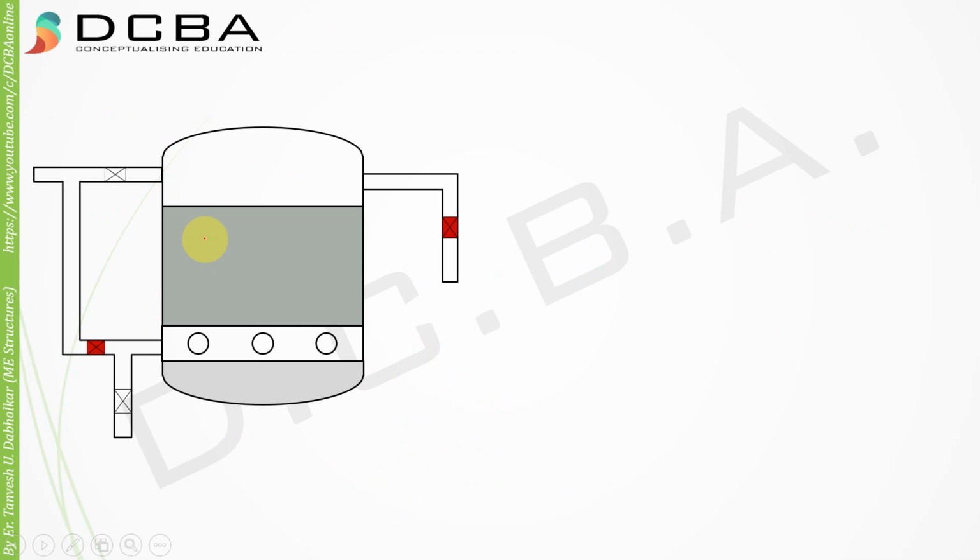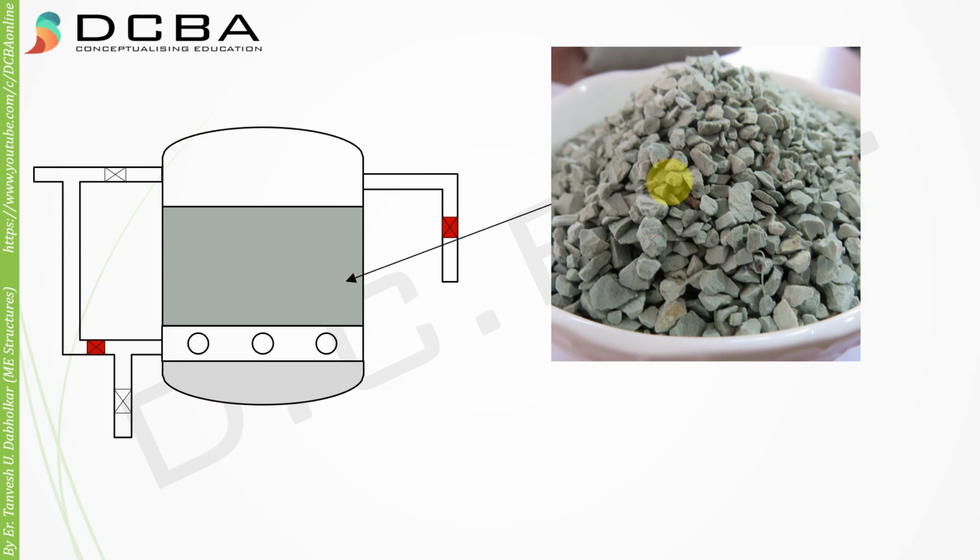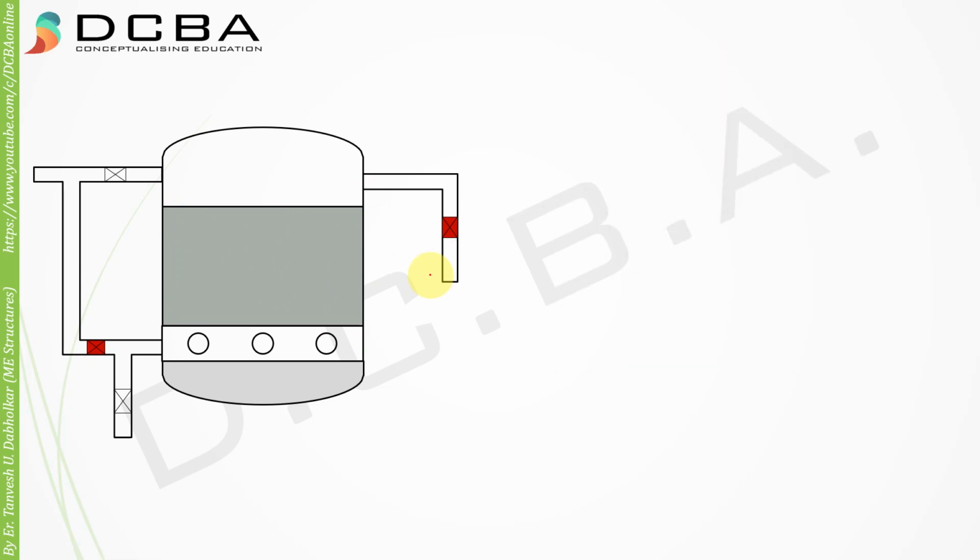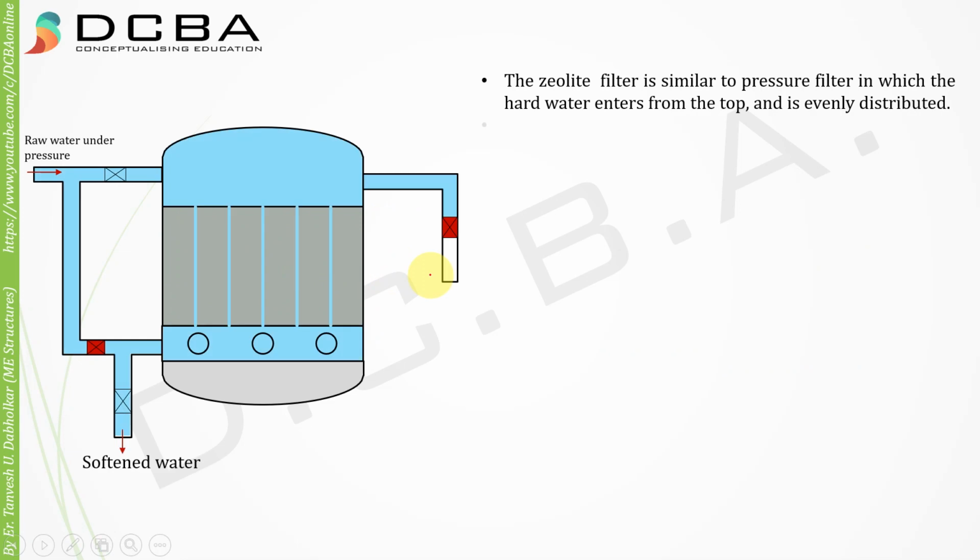Zeolite, when the equipment looks a little bit like a pressure filter, we have done this in the filtration part. So this is what the zeolite looks like, and it is placed here in this area. Now when the water is passed through it, it acts just like your pressure filter, and from here it goes down and you receive the softened water which was required to us, correct.